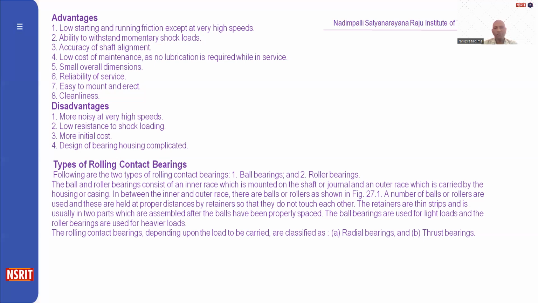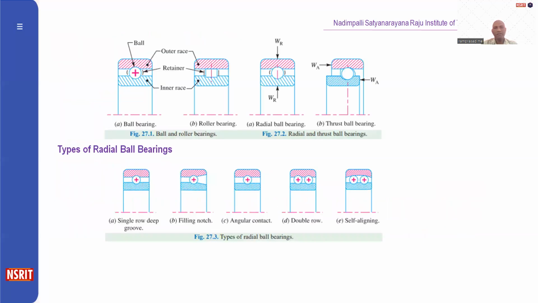The rolling contact bearings, depending upon the load to be carried, are classified as radial bearings. The second one is the thrust bearings. Radial bearings means these are the types of radial ball bearings. And the first one you see is the ball bearing.